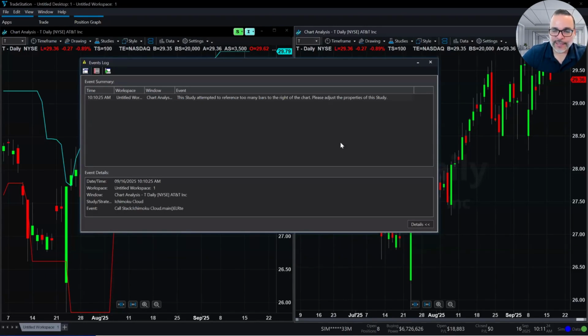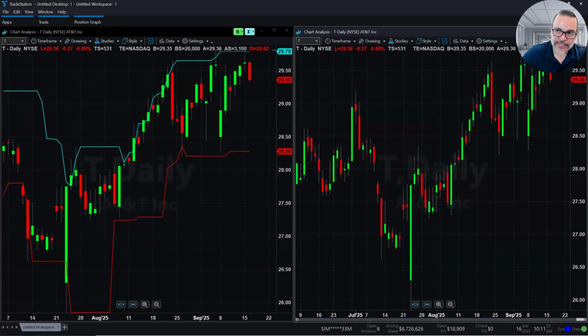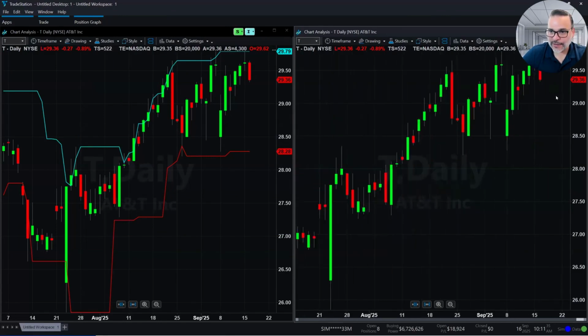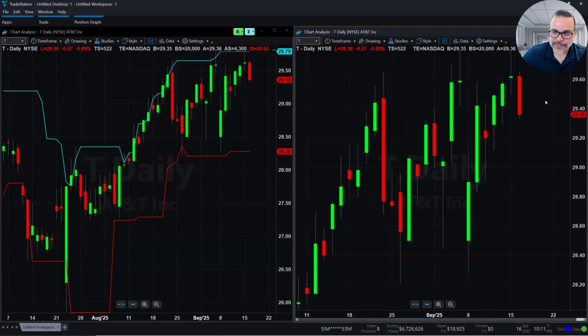So let's go ahead and take a look at the chart. Let me go ahead and close this window. The space to the right is referring to the space that's available here to the right of the most recent candle. Let me open up my chart here a little bit. So this space right here, by default, TradeStation will give you 5 bars to the right.